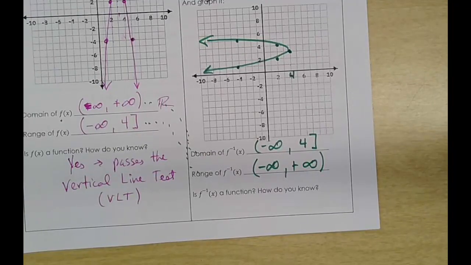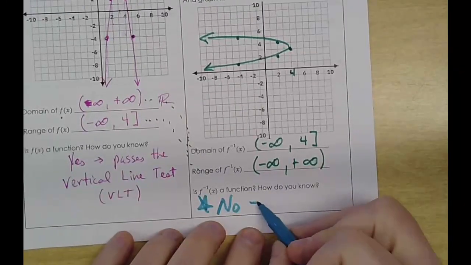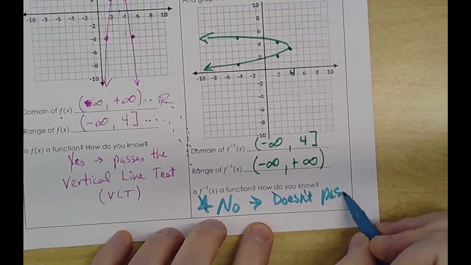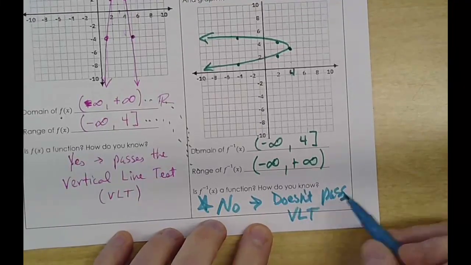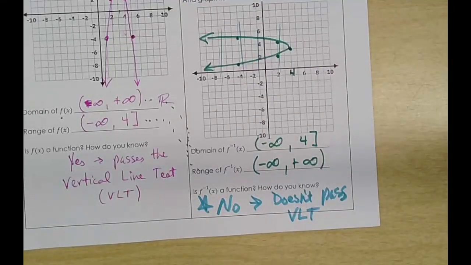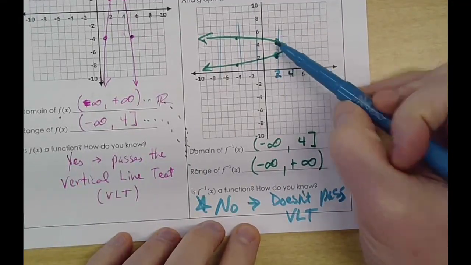Is this a function, though? What they mean is, is it a function of x, and this is going to be important. No, it's not. It doesn't pass the vertical line test. Any vertical lines that I draw is going to hit the graph twice. And what that means is if I put in a number like the number 2, I can get 2 outputs.